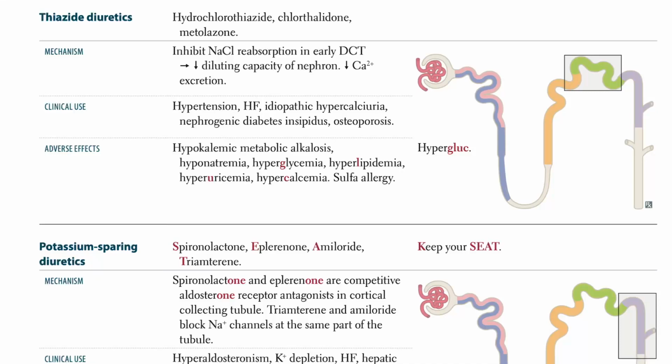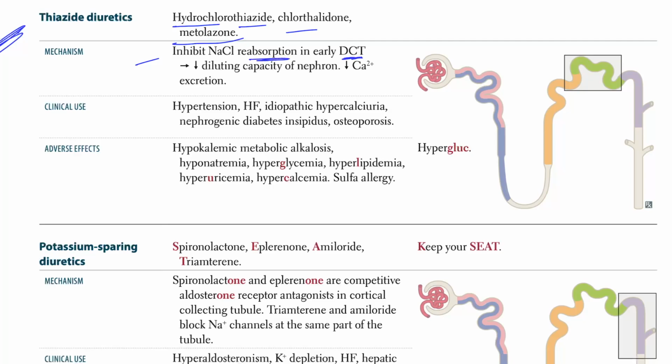Let's talk about thiazide diuretics. We have hydrochlorothiazide, chlorthalidone, and metolazone. The mechanism of thiazide diuretics: they inhibit the sodium chloride reabsorption in the early DCT.